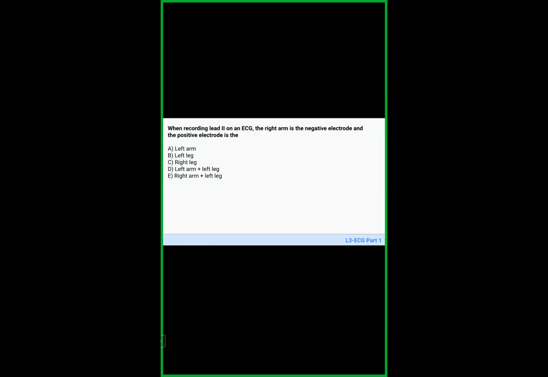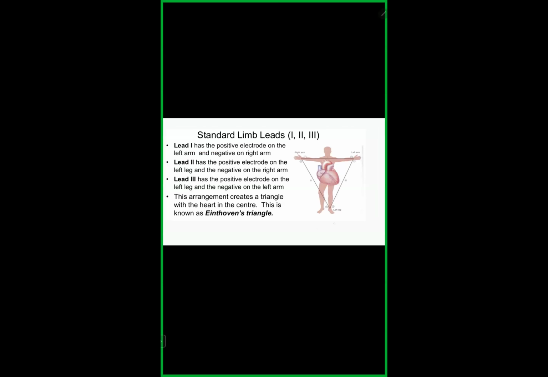And so here are basically the standard limb leads. We have lead 1, lead 2, and lead 3. And for your exam, you have to know the placements of these leads, where the positive electrode is and the negative electrode is. So here, lead 1, the positive electrode is on the left arm, and the negative one is on the right arm. And again, lead 2 in our case was the left leg and the right arm. And lead 3 is the left leg and the left arm. So just keep this in mind when you're studying and make sure to have it in your head so that if you have a question like this, you'll be able to answer it.